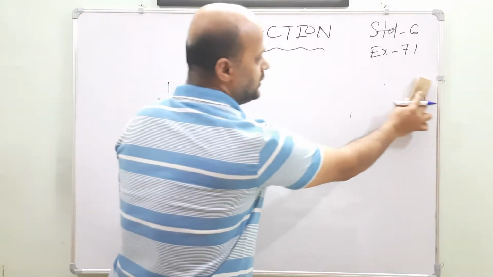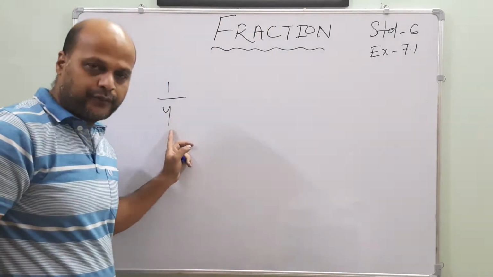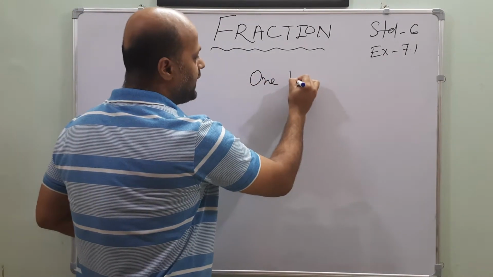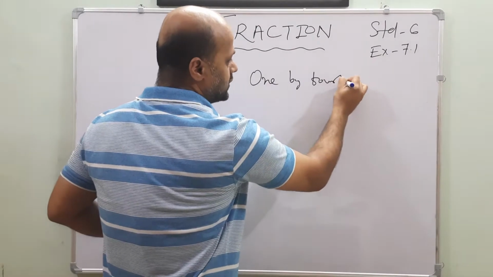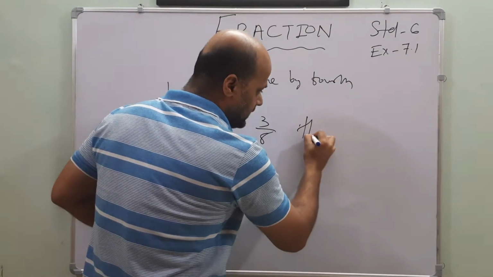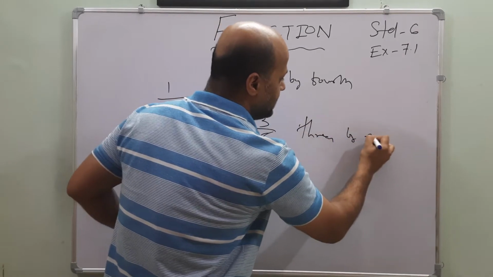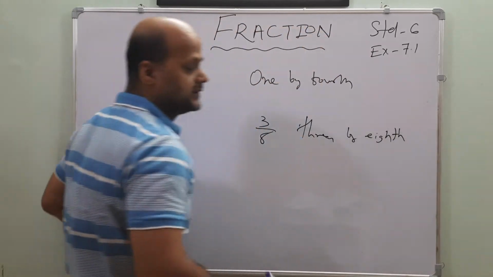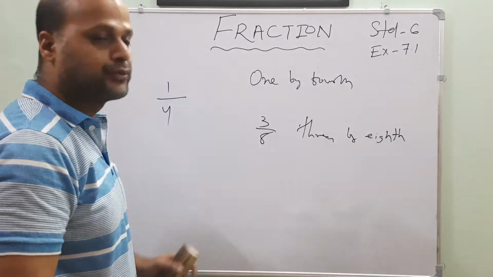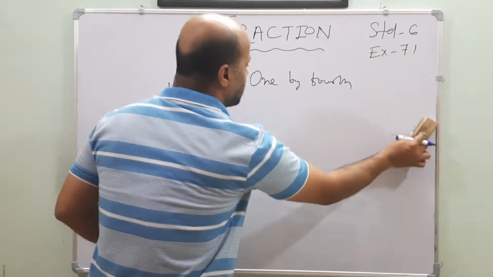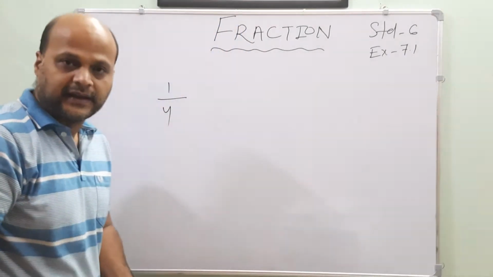1 by 4th. We read it as 1 by 4th part. How will you read it? 1 by 4th. If I write 3 by 8, we read it as 3 by 8th, the th will be there. Like this manner you have to read the fraction. Now, in this fraction there are some parts.